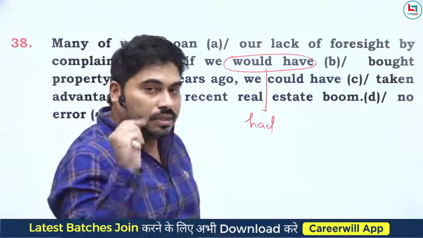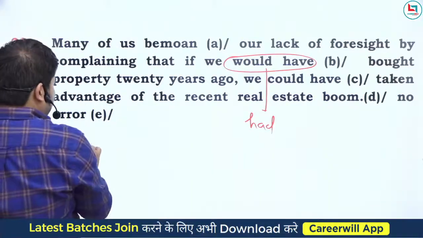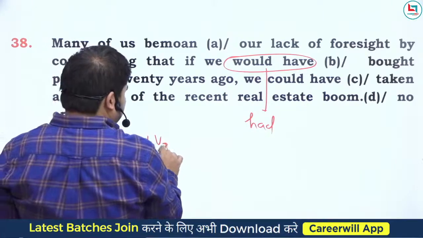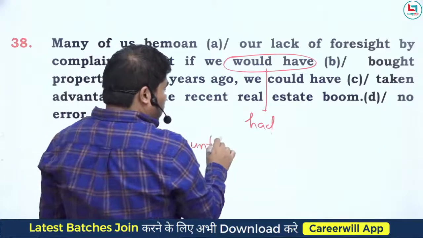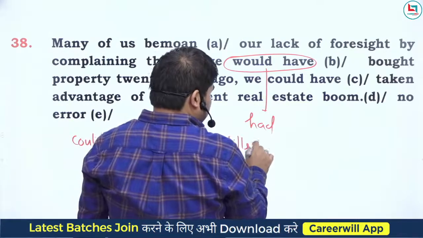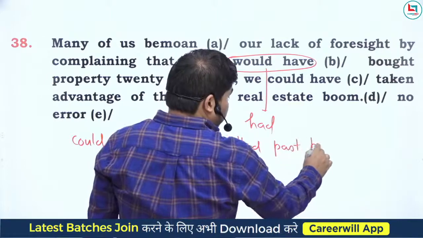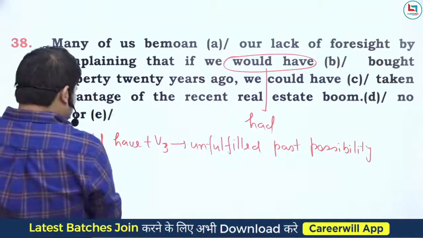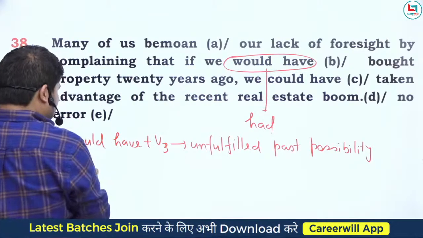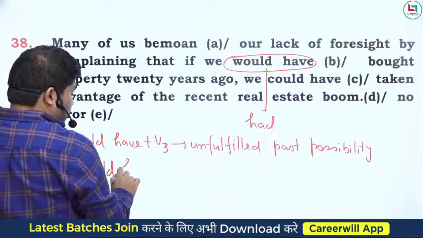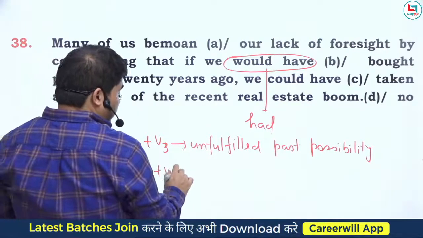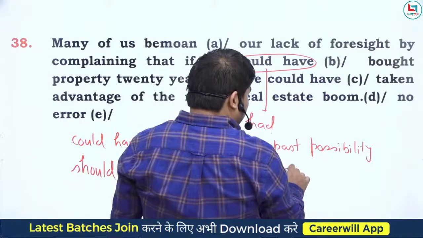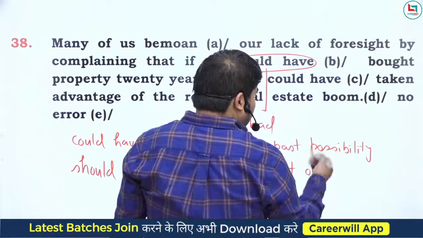Unfulfilled past possibility, could have. So this could have is what? Unfulfilled past possibility. And unfulfilled past obligation. I should have done this.